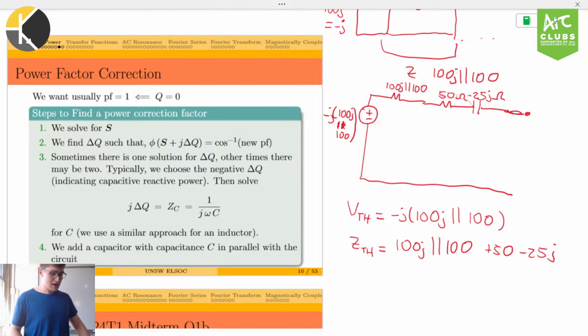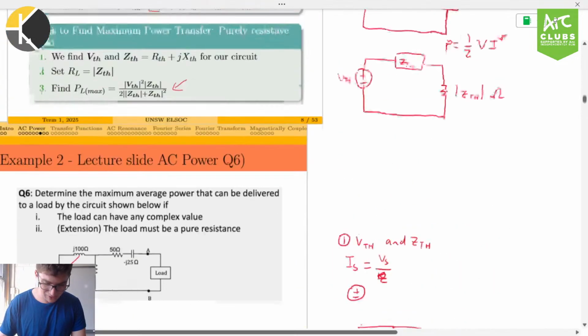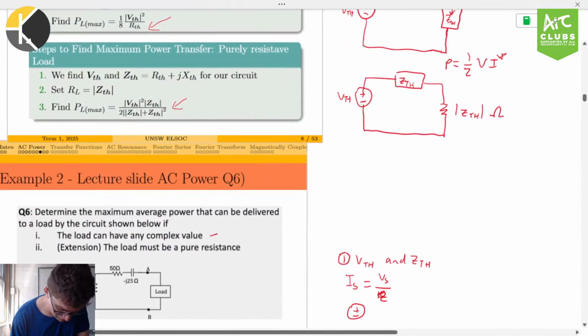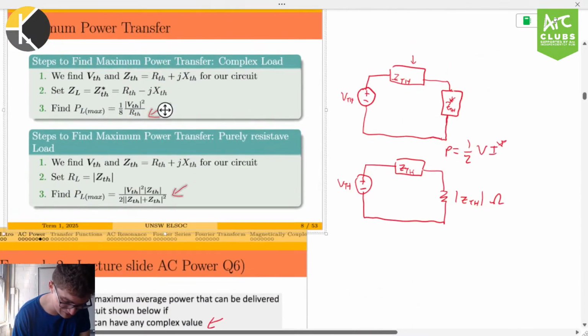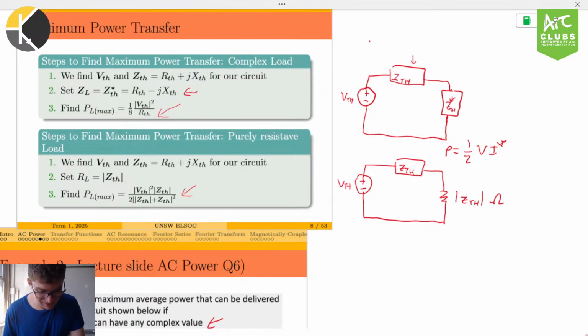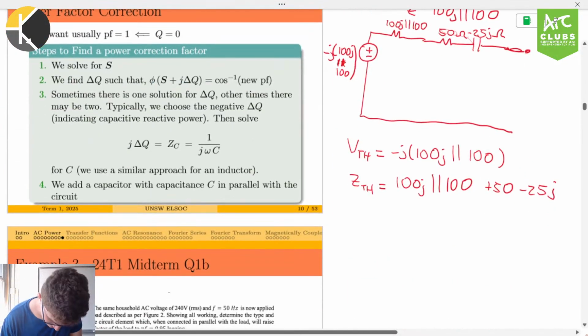Okay, the next part of this question is actually, let's look at our steps. It's asking us, the load can have any complex value. This should jump out at you right now. We have Z Thevenin, and we are just going to substitute ZL as Z Thevenin conjugate. Okay. So we'll say ZL is equal to Z Thevenin conjugate.